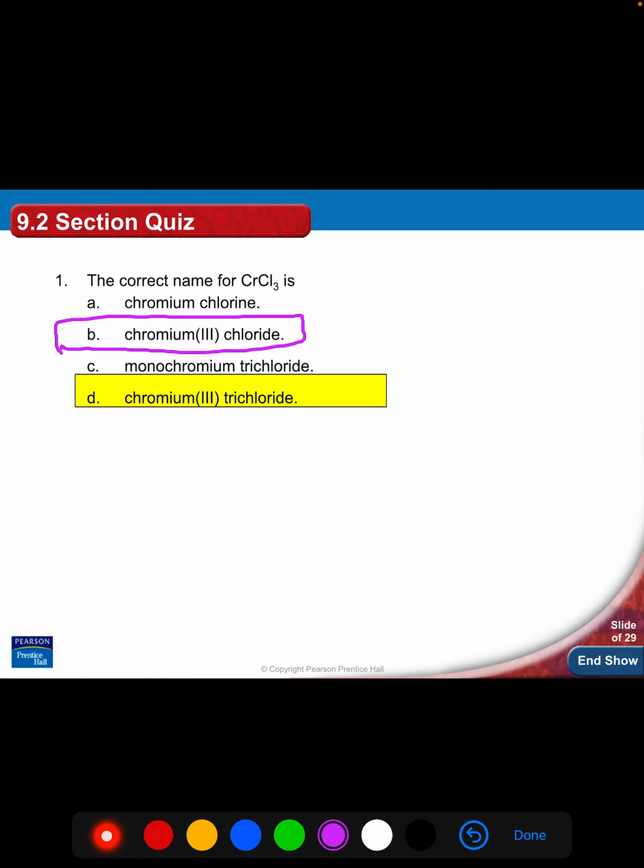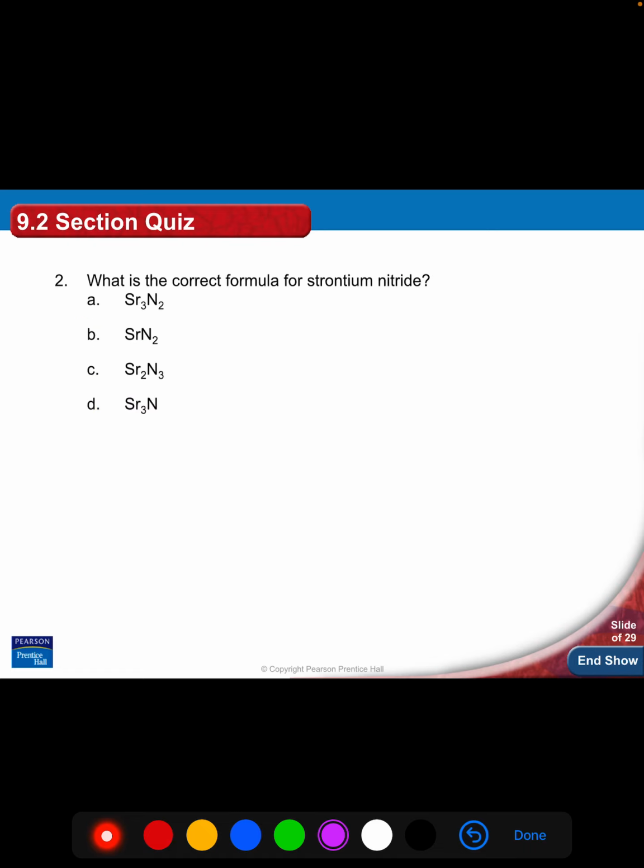Because you don't have to put the tri in there like you do when we'll get to some compounds later, because it's the only way it'll work. If you have chromium(III), you're going to have 3 chlorides, and this is the only possible arrangement. So we don't add the tri. I don't know why that was a yellow box. For strontium nitride, strontium is a group 2 metal, so it's +2, and nitride is -3. So you're going to need strontium, 3 of those, and nitride, you're going to need 2 of those. So my answer here would be A.